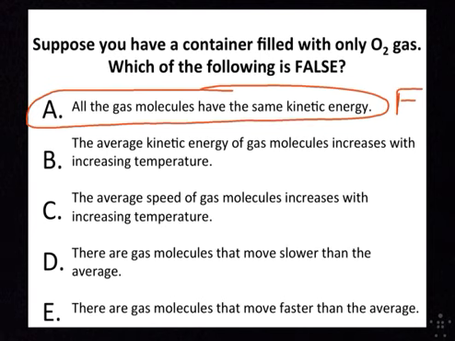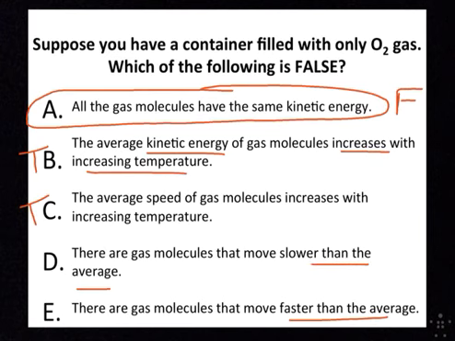The average kinetic energy of the gas molecules increases with temperature. We know that that's true. The average speed of gas molecules is related to its kinetic energy, so we know that that has to increase with temperature as well. And there are gas molecules that move slower than the average and faster than the average. Both of those are true as well because we have this distribution of speeds. Okay, so the next video is going to be examples of calculating molecular speeds and what that tells us about diffusion rates and effusion rates.